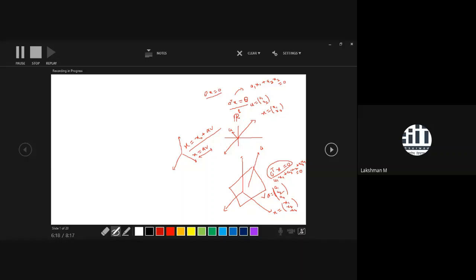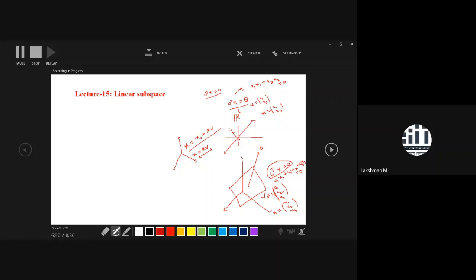Suppose you are in R2, then in R2, how many possible subspaces are there? All these lines happen to be. Okay, I will discuss in detail. It will be clear when I introduce the basis and dimension concepts. At that time, the hyperplane concept will be more clear. Right now, just come across all these.